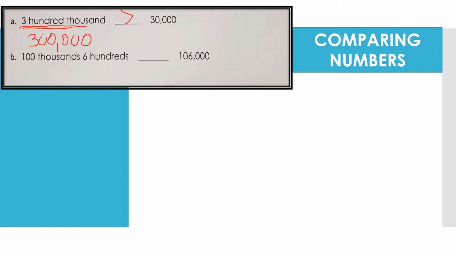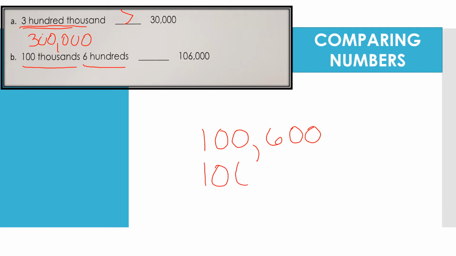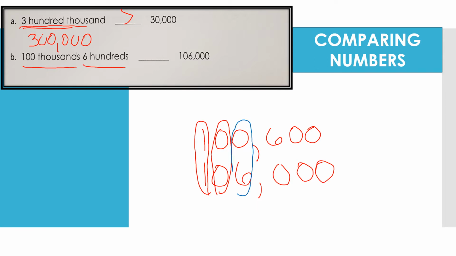All right, now if I have 100 thousands, that's going to be in my thousands period. And then I have 600s, it's going to be in my hundreds. Then that's 100,600. And if I'm comparing that to 106,000, I can look and see that these are the same. These are the same. But looky here, we have a difference. So I know that 0 is less than 6. So I know 100,600 is less than 106,000.